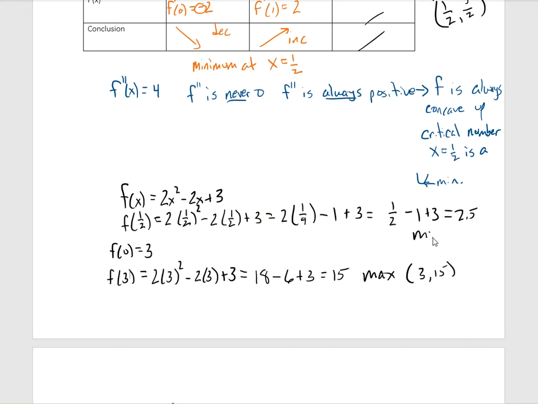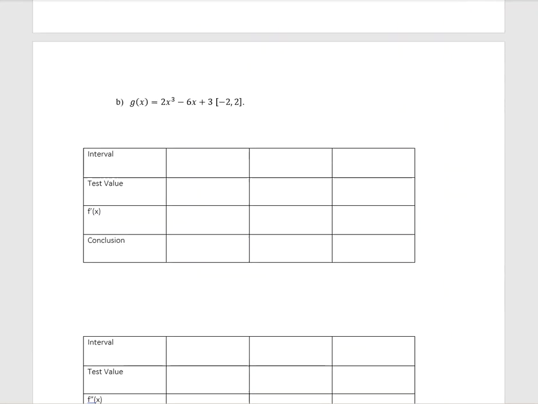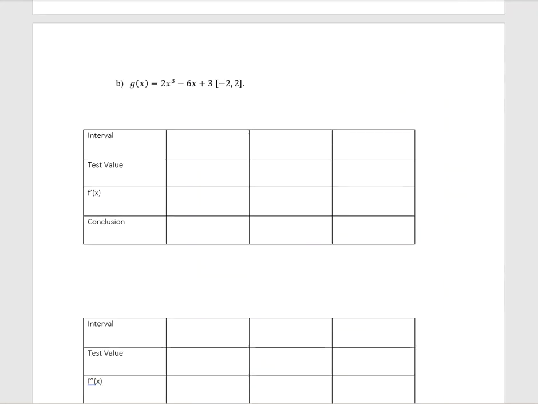We have a minimum here at 1/2 comma 2.5. And the other endpoint is not a maximum nor a minimum. And these are both absolutes on the interval. All right, so we could check absolute and relative extrema at the same time. Remember, this is just a generic form, so we're actually looking at g prime of x here.